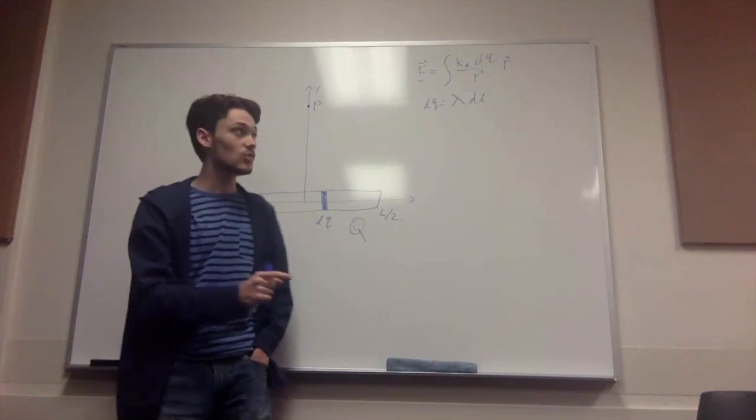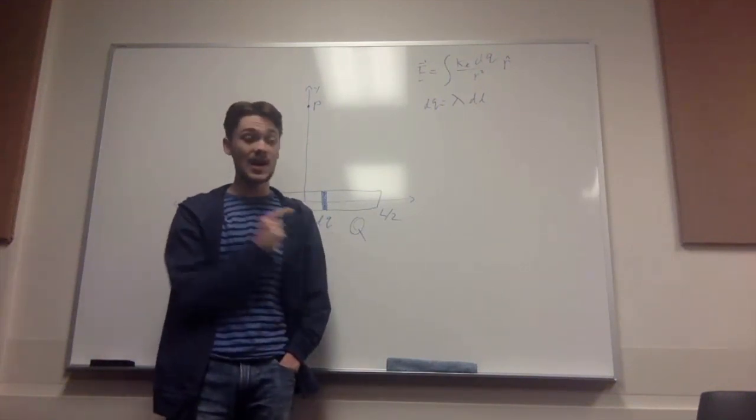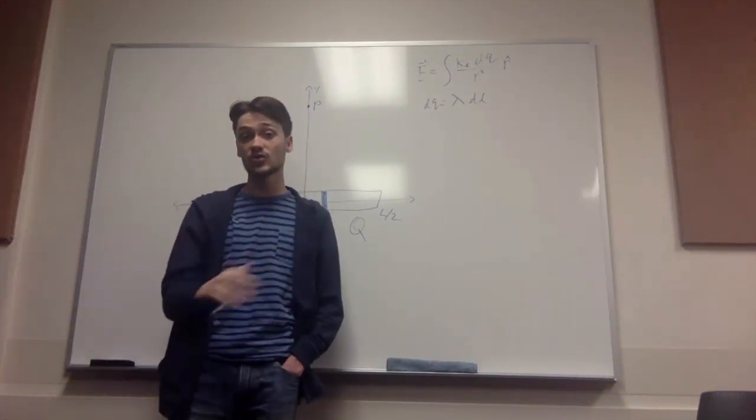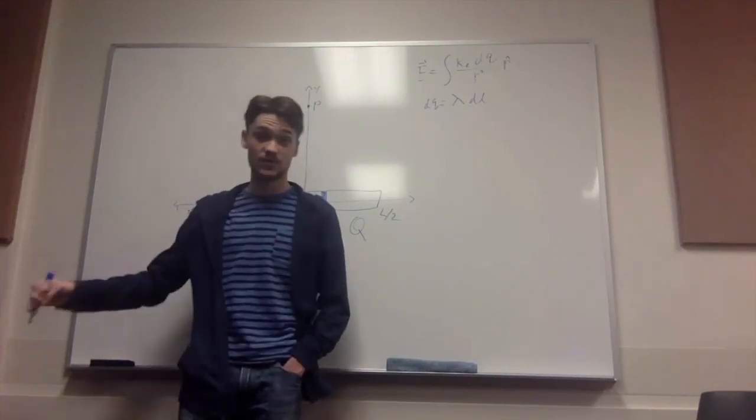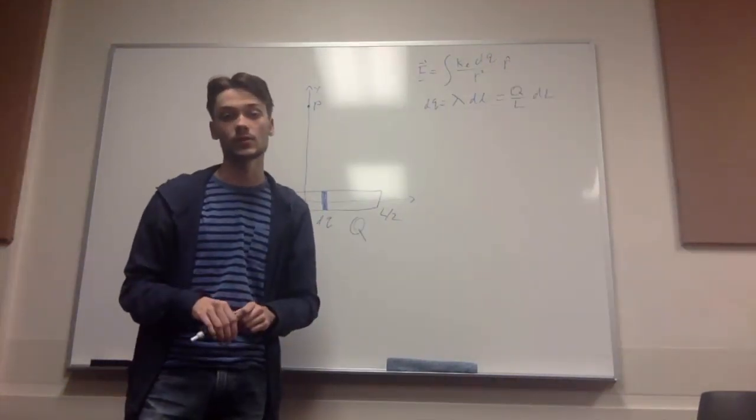And plus, since we have this in dl now, that means we can set our bounds of integration as the length of the rod. We can break lambda down even further into Q over L.